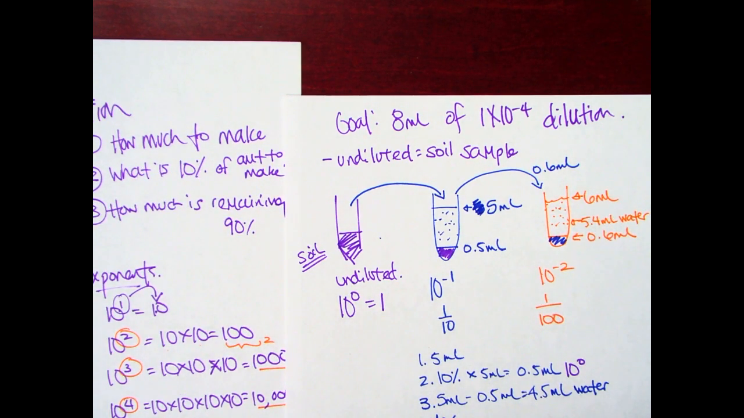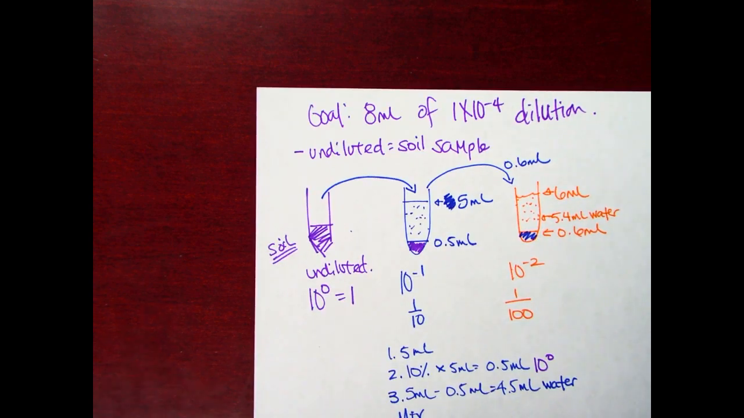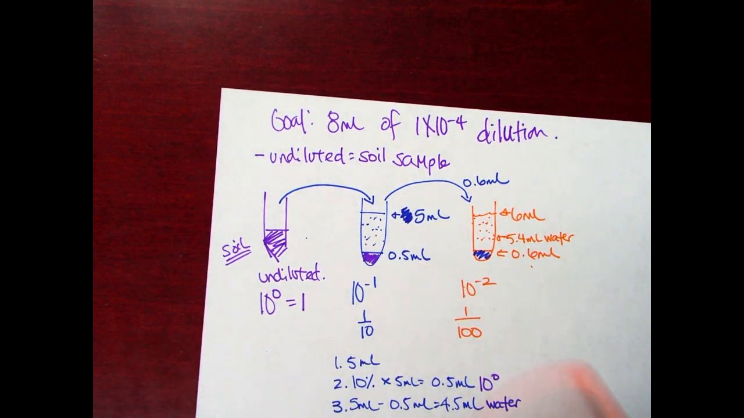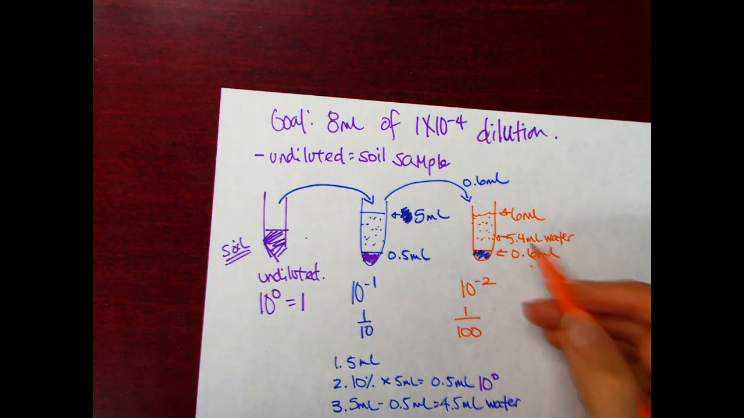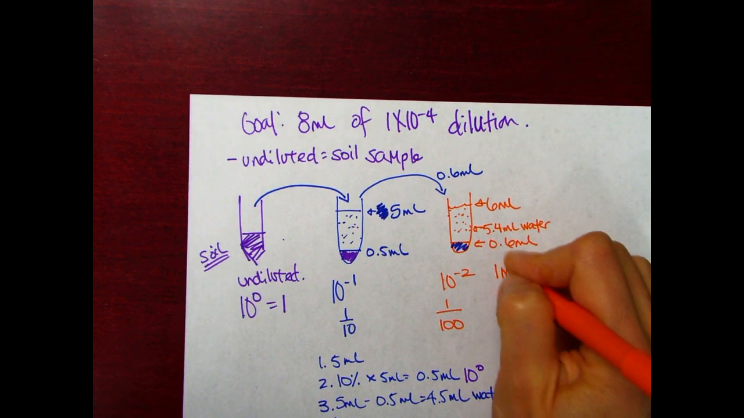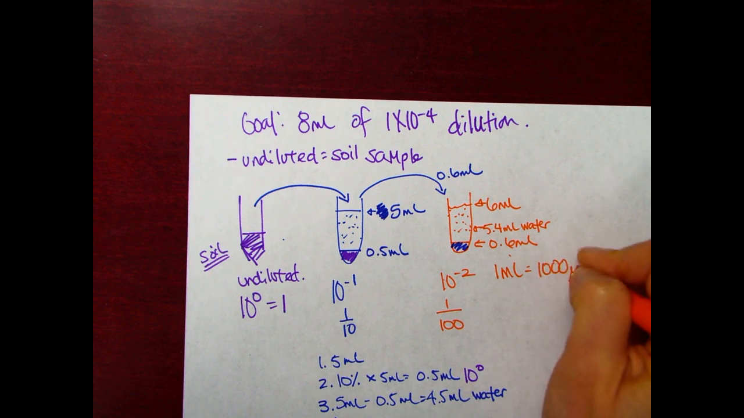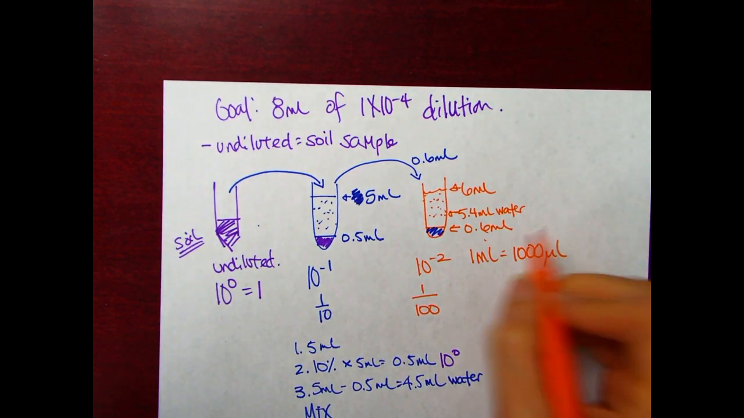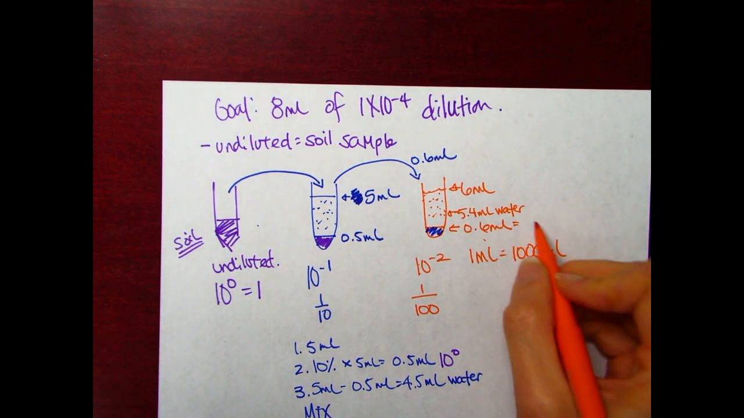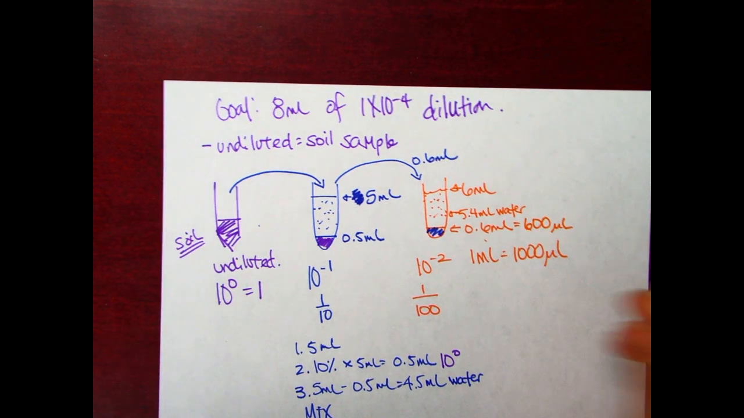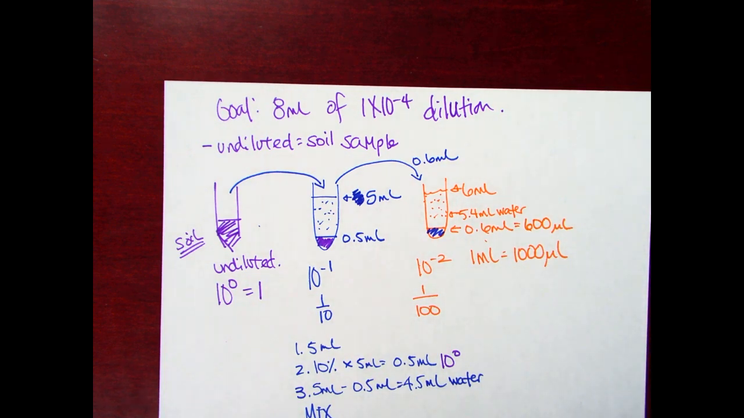Okay, hopefully you guys are getting the hang of this. So we've run into a wrinkle, and that is, how in the world are we going to measure 0.6 milliliters? Well, this is why we have the micropipetters. So 1 milliliter equals 1,000 microliters. So 0.6 milliliters equals 600 microliters. And if you remember the pipetters, in order to measure 600 microliters, you will need to use which one? You will need to use the 100 to 1,000.